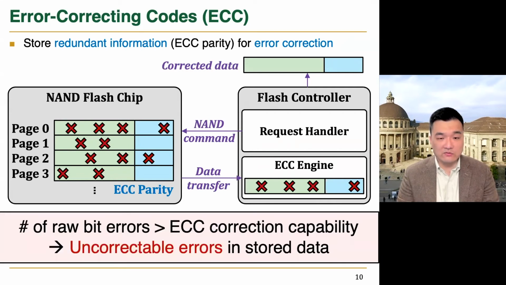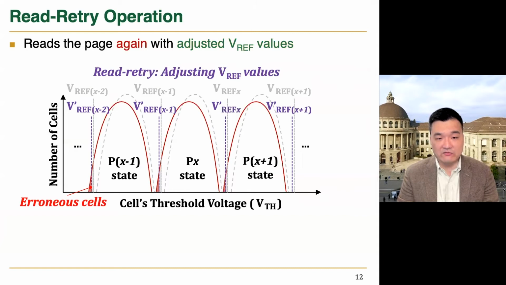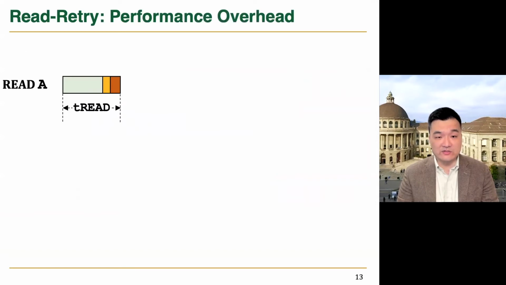However, if the number of raw bit errors is higher than the ECC correction capability, it incurs uncorrectable errors in stored data. To address this, modern SSDs commonly adopt read-retry, which reads the page again with adjusted read reference voltage values. As shown in this figure, using properly adjusted read reference voltage values significantly decreases the number of raw bit errors in reading the page. Unfortunately, read-retry also significantly increases the read latency.